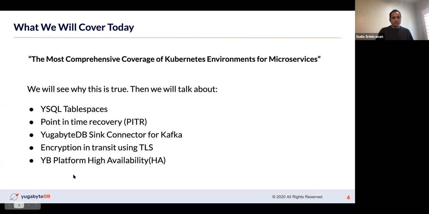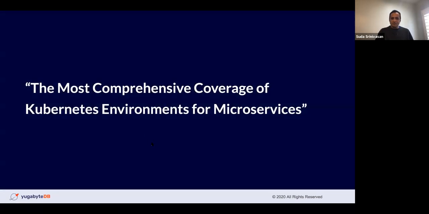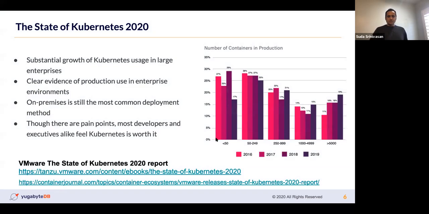And then the Yugabyte platform, high availability. So with that, let's jump into the first one, right? Kubernetes. This is one of the big themes because there's a lot that has happened in this release, specifically around supporting Kubernetes environments and microservices running in Kubernetes environments. So taking a step back, I think this is something we're all familiar with.